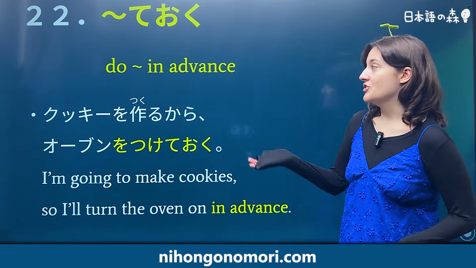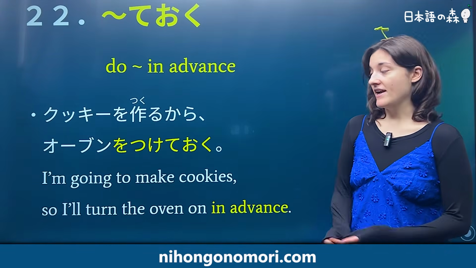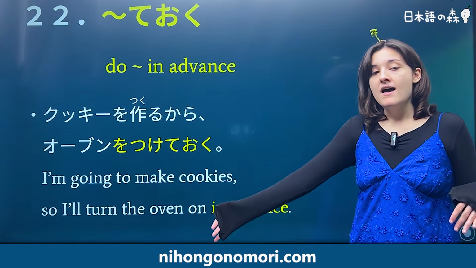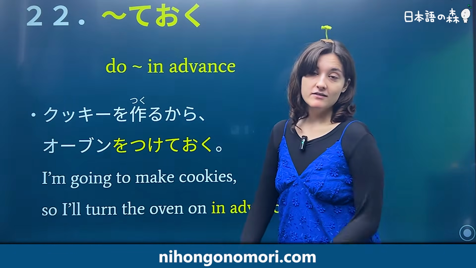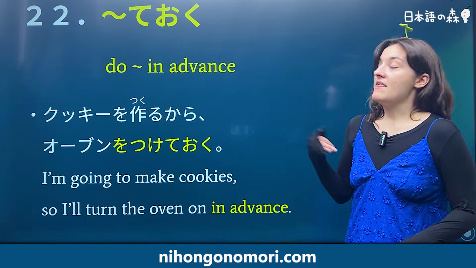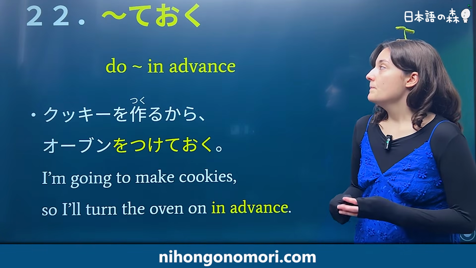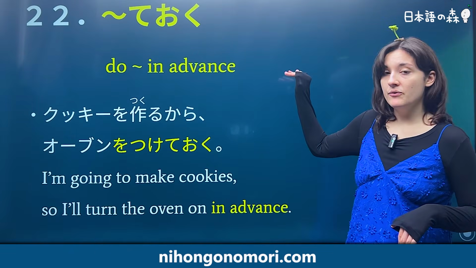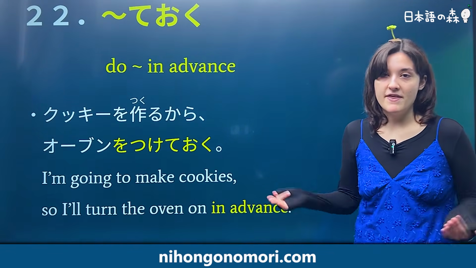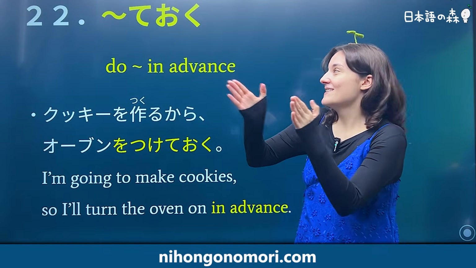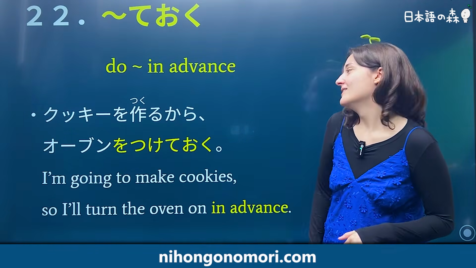ておく, to do something in advance, right? So let's say I'm planning to do something. And in order to do that thing, I do some prep work. Sometimes you'll also hear toku in the spoken form. So it'll be like しておく, しとく, right? So しておく, しとく means the same thing. It's just kind of the te and the o get smashed together to become to.